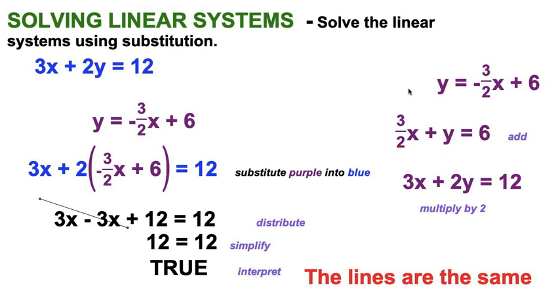When I added 3 halves x to both sides, that should have been positive 3 halves x. Okay, so 3 halves x plus y equals 6. And then when I doubled both sides of the equation, I've got 3x plus 2y equals 12.